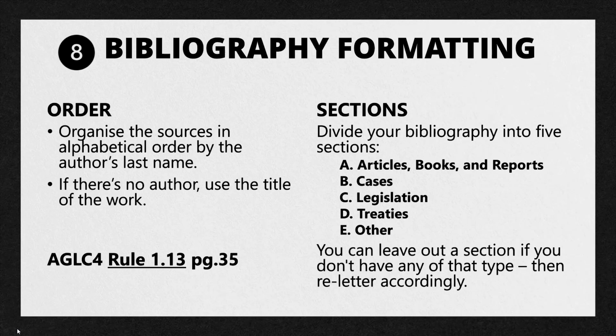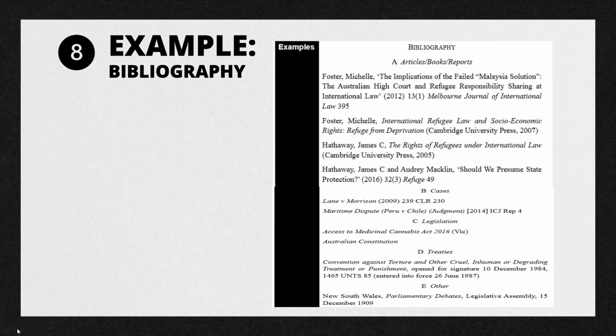AGLC also wants you to divide your bibliography into sections. So section A is articles, books and reports, section B is cases, section C is legislation, D is treaties, and E is anything else. So it might be a website, for example. You can leave out a section if you don't have any of that type. So say, for example, for whatever reason you don't cite any legislation. Then you can just re-letter accordingly. So it would be A, articles, B, cases, C, treaties, and so forth.